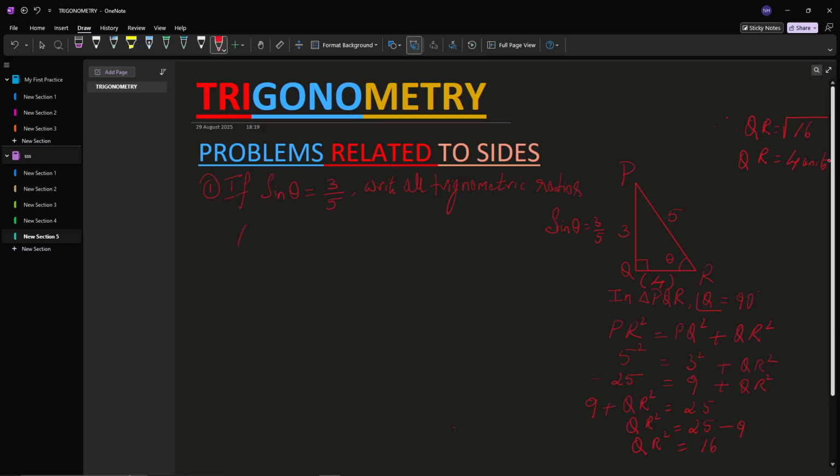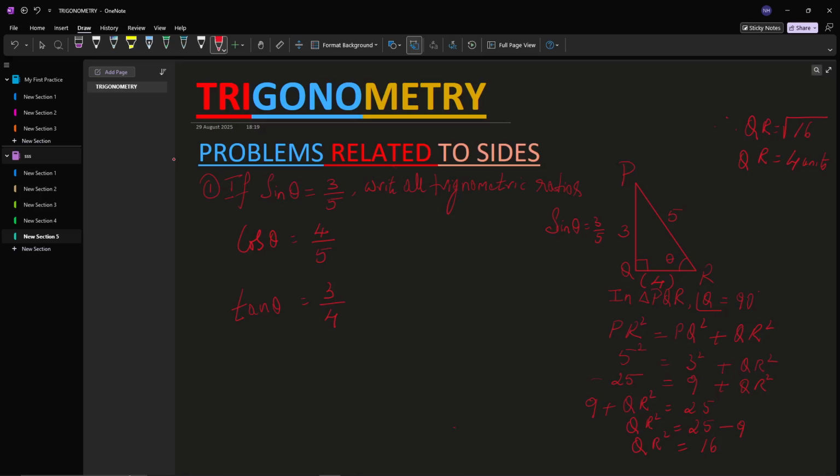So sine is already given. Next is going to be cos theta. Cos theta is adjacent by hypotenuse. So adjacent value is 4, hypotenuse value is 5. Adjacent by hypotenuse. So next is tan theta. Tan theta is going to be opposite by adjacent. Opposite is 3, adjacent is 4. So opposite by adjacent, that is 3 by 4.